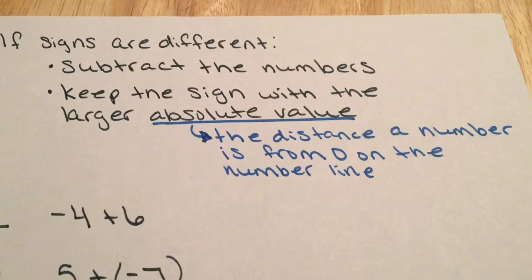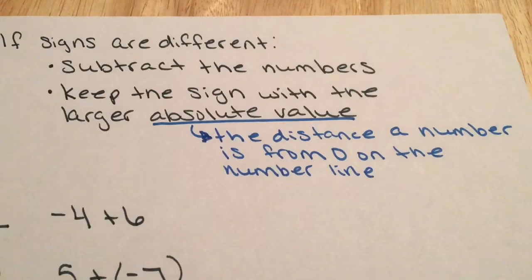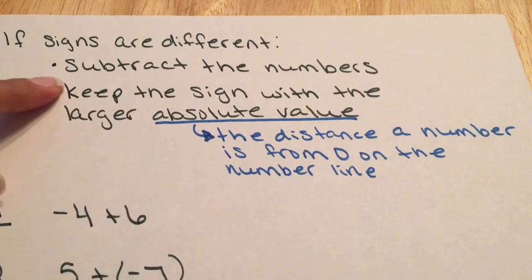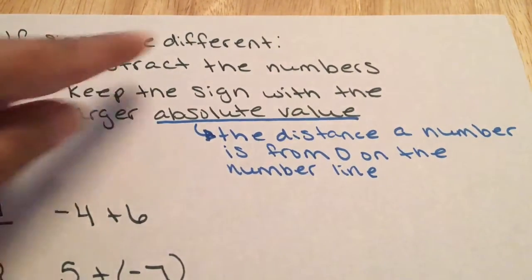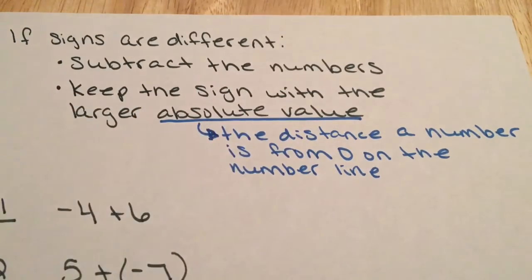So integer addition is great when the signs are the same, but oftentimes we find that the signs are different. So what happens when the signs are different? First of all, if the signs are different, we subtract the numbers. Then we keep the sign with the larger absolute value. And the absolute value is just the distance a number is from 0 on the number line.